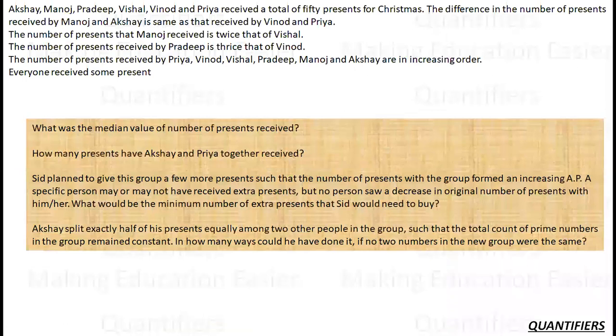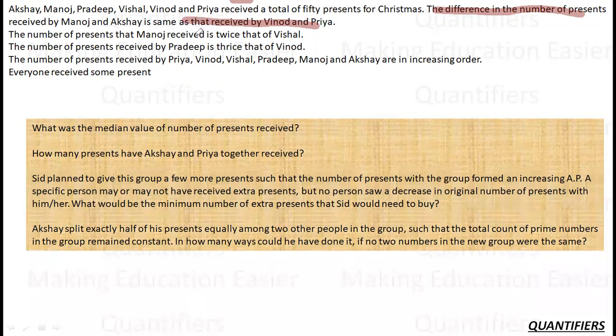So let's see what the set says. There are 6 friends, Akshay, Manoj, Pradeep, and so on, and they received a total of 50 presents for Christmas. So these 6 people received 50 presents. The difference in the number of presents received by Manoj and Akshay is the same as that by Vinod and Priya. So this is one condition.